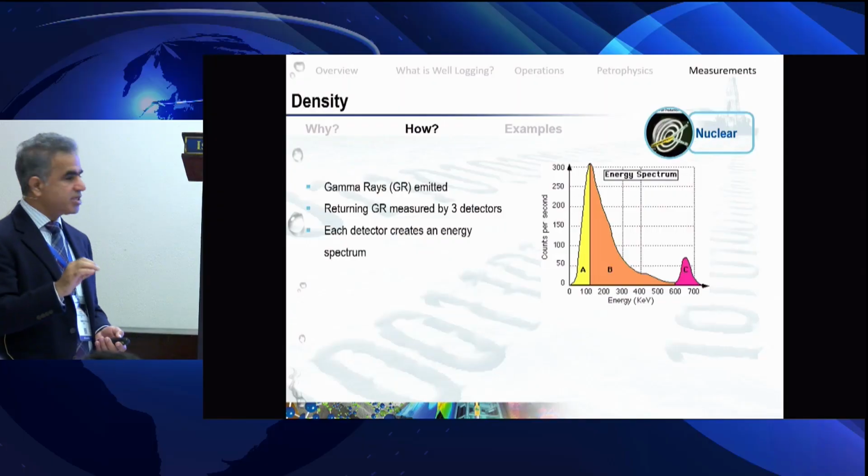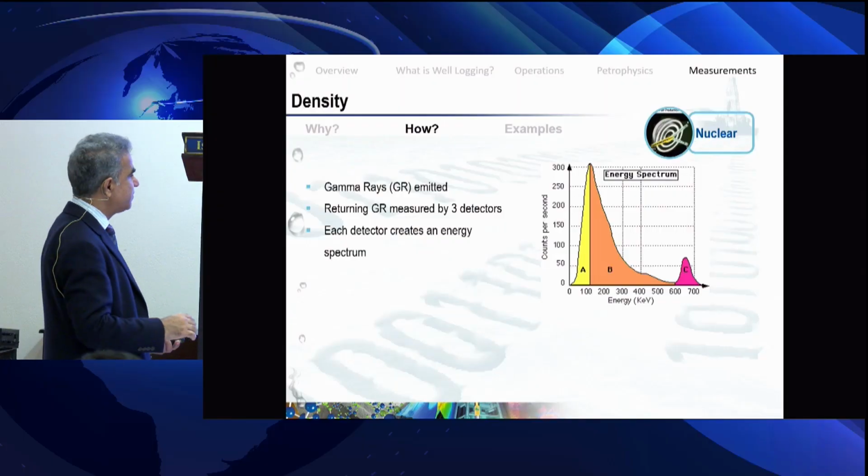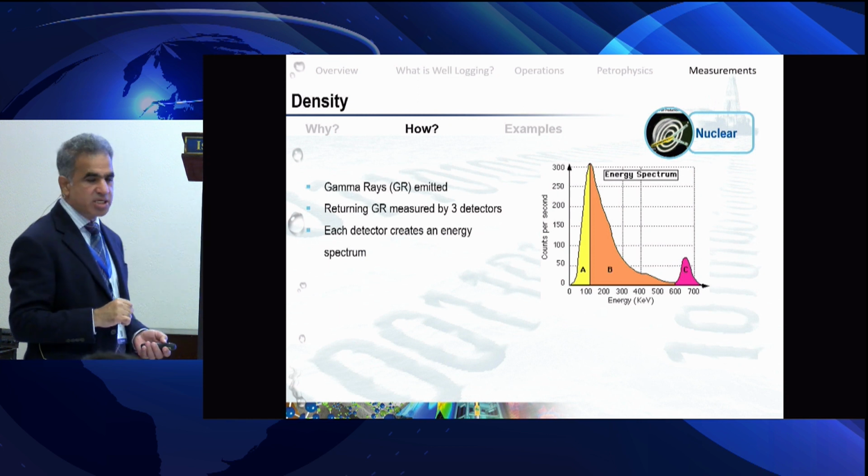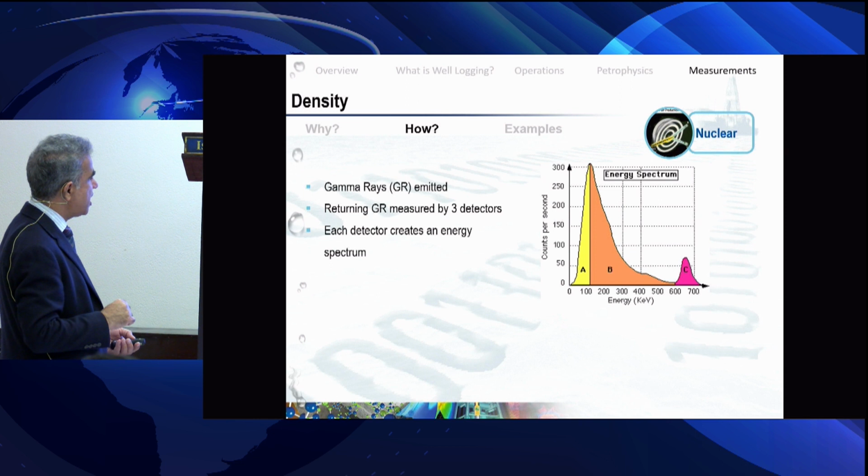So this is the counts on the y-axis, and the x-axis is their energy, in kilo electron volts. As the gamma rays leave the tool, they are at high energy. With time they lose energy, and then we have this region of their energy spectrum divided into A and B and C.